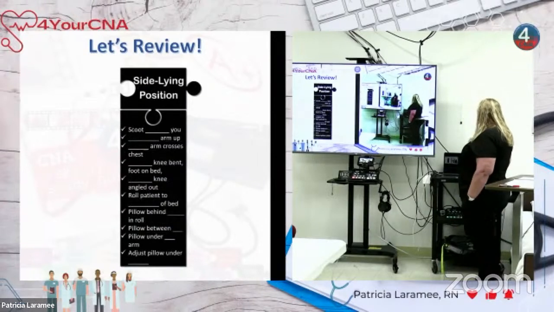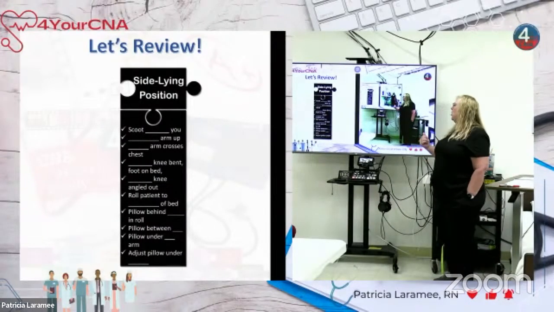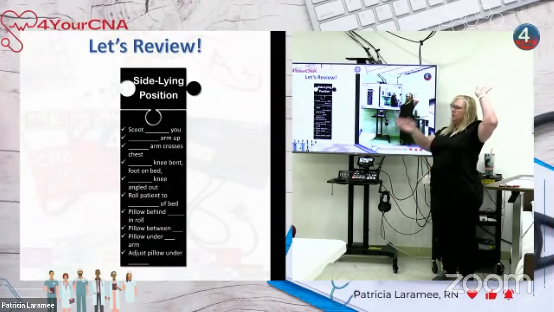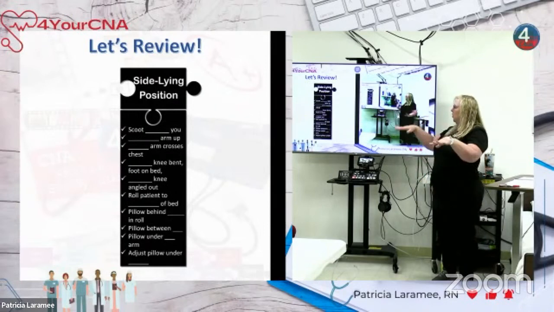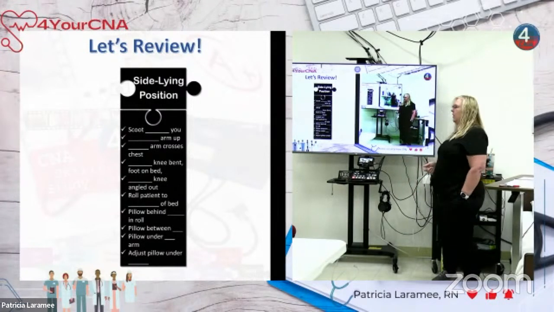We also learned how to turn a patient onto their side and keep them there. So we're going to scoot the patient toward us. Farthest arm goes up, closest arm goes over, closest knee bent, furthest knee angled, and we're going to roll them away from us or roll them to the opposite side of the bed. Put a pillow behind their back, put a pillow between their knees and ankles, put a pillow under the top arm, and adjust the pillow under their head.